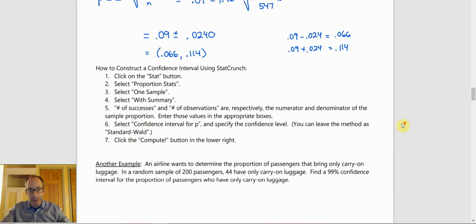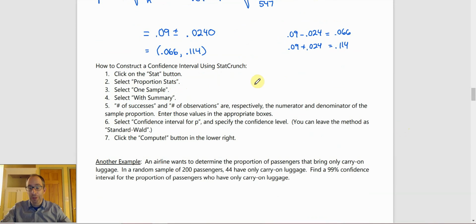So how do you do this in StatCrunch? If you would rather do it that way instead of using your calculator. And this is way faster, by the way. And it's totally fine to use StatCrunch to do these rather than grinding it out. But you would go to Stat, then Proportion Stats, one sample with summary. And then there's this other stuff here. I'll just show you. I think that's easier.